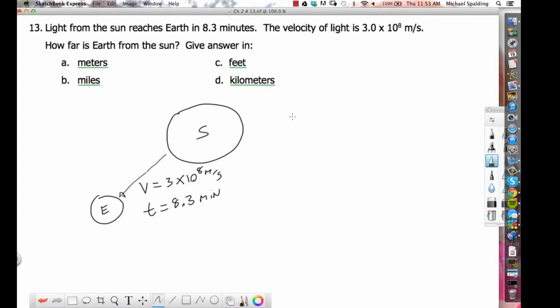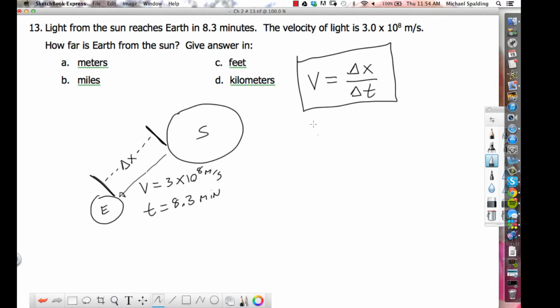Delta x equals v times delta t. So it's the definition of velocity. The definition of velocity is displacement over time. So from the sun to the earth, this distance is the displacement. So we're taking the definition of velocity, and the displacement will be velocity multiplied by time. And that's what Matt said.